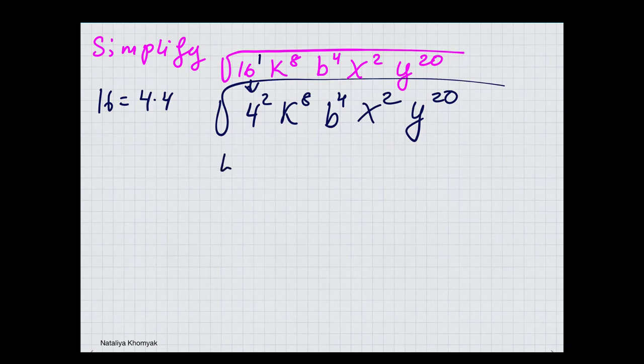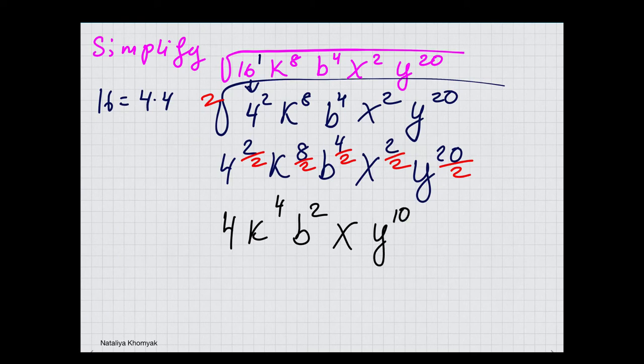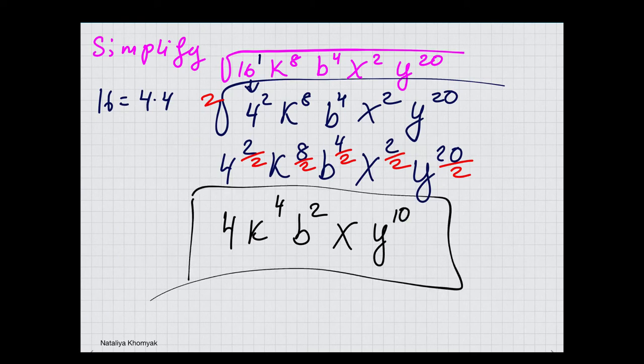So we have 4 to the 2nd, k to the 8th, b to the 4th, x to the 2nd, y to the 20th. And to take the square root, we divide each power by 2. So we get 4, k to the 4th, b to the 2nd, x to the 1st, y to the 10th, and this is our solution.